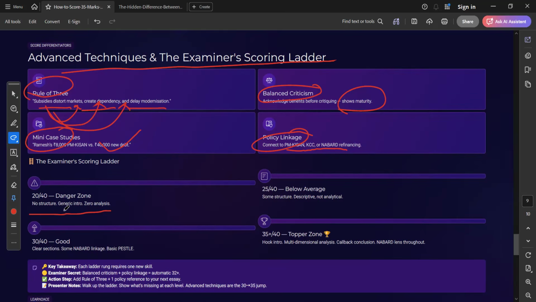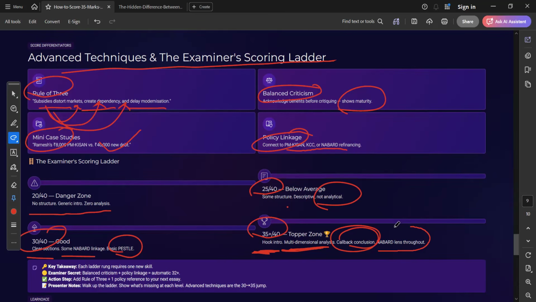So 20 to 40 marks, if there is no structure, generic intro, zero analysis. 25 to 40 is below average, there is some structure, descriptive, but it is not analytical. You have to go 1, 2 levels deep. 30 to 40 is good because you have some NABARD linkage, a special format, some case studies, tier sections. And 35 plus is very good: a hook intro, like in YouTube videos we make a hook introduction. You have to make a multi-dimensional analysis, use callback, conclusion, and NABARD lens throughout.